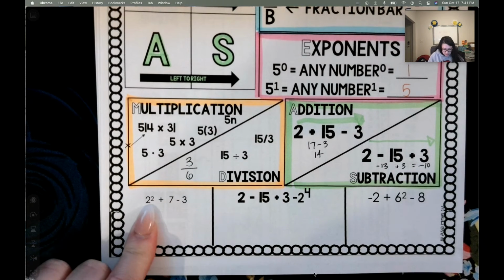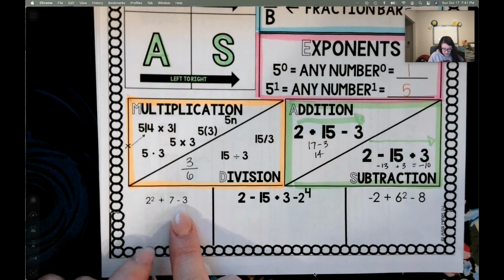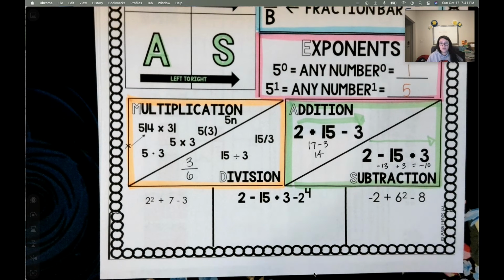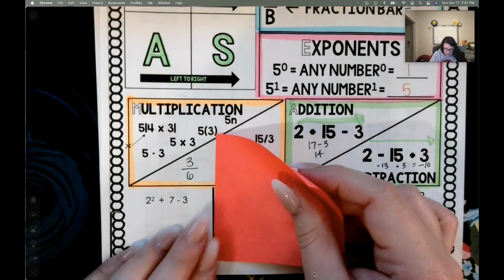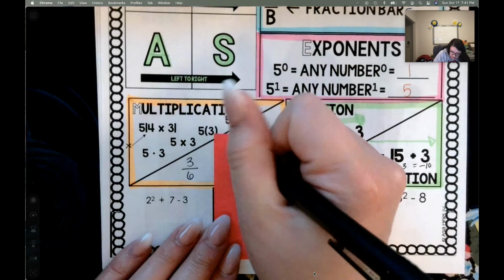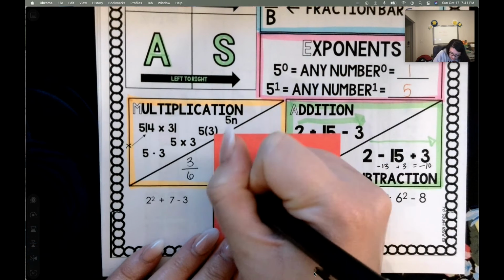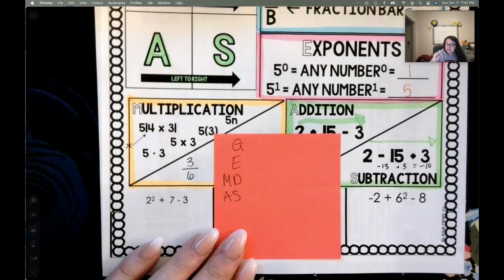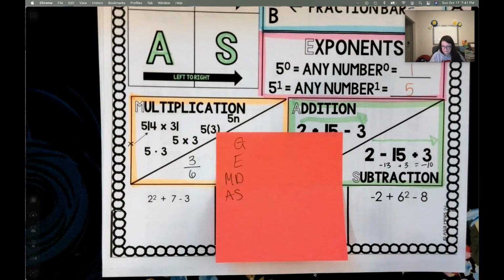So this first problem, we have 2 squared plus 7 minus 3. We've got to make sure we're going through and doing our order of operations. What is the order of operations again? GEMDAS. I'm going to grab a sticky note, and if you need to borrow a sticky note from me to help you go through and do this, be my guest. With every problem, I'm going to write out GEMDAS and cross it out as I go through and I do that.